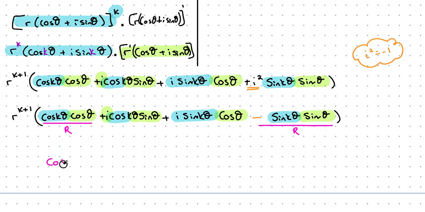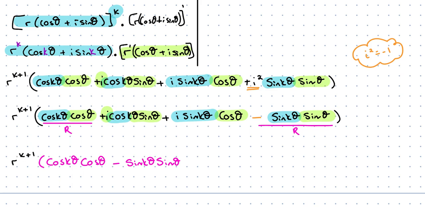So I have cos of k theta, cos of theta, take away the other real part, which is sine of k theta, sine of theta. Okay, so that's the real parts together. And let's not forget that I'm multiplying by r to the k plus 1.